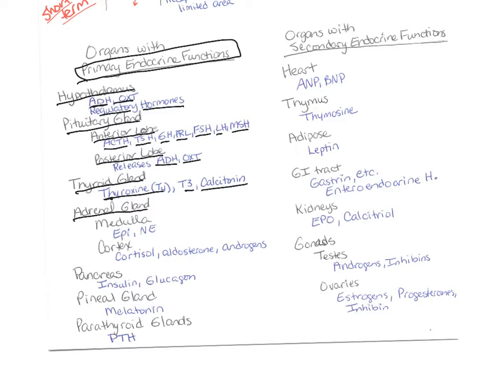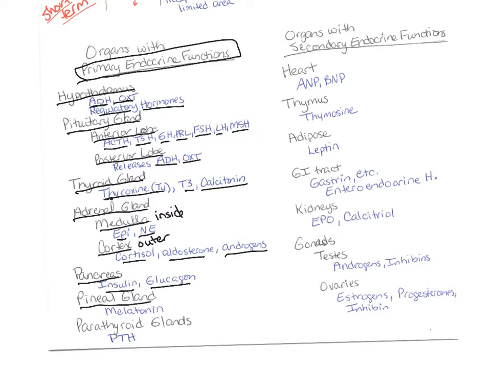The adrenal gland is another primary endocrine organ. The adrenal gland has a medulla, which is inside, and a cortex, which is outside, so it's the outer layer. The medulla secretes epinephrine and norepinephrine, and we already heard about this in the sympathetic nervous system. The cortex releases cortisol, aldosterone, and androgens. Three groups are released from the cortex. Another primary endocrine organ is the pancreas. The pancreas releases insulin and glucagon.